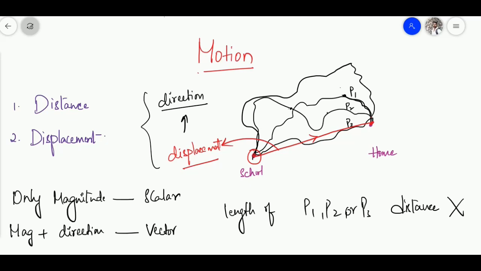Let's say your bus driver has traveled 8 kilometers to reach school from your home in this path, and 10 kilometers in this path, and 7 kilometers in this path, and 8.5 kilometers in this path. So these 8, 10, 7, 8.5 are called the magnitude, and distance will have only magnitude. It doesn't have any direction, which we discussed earlier.